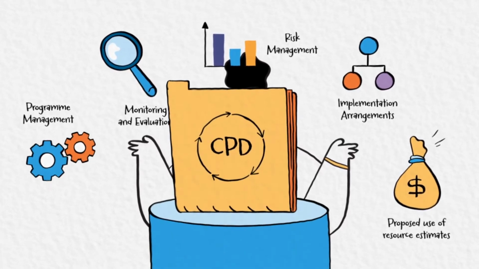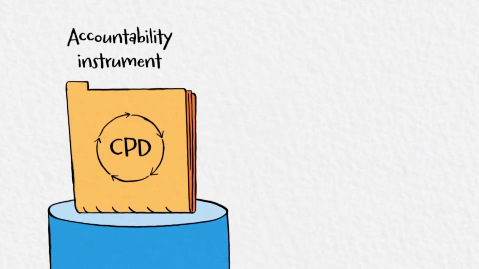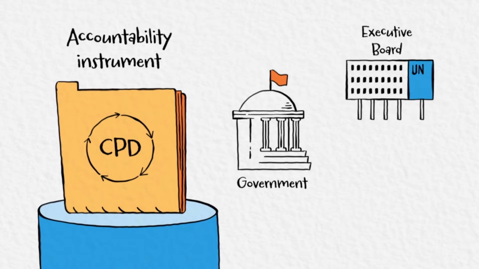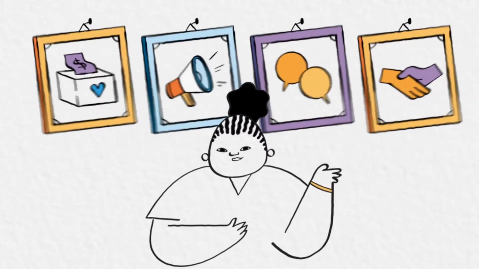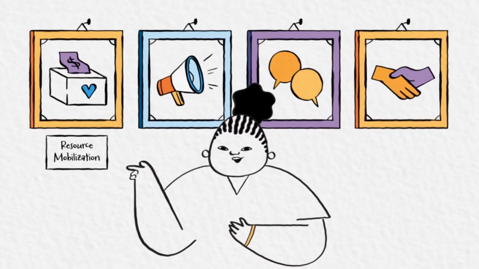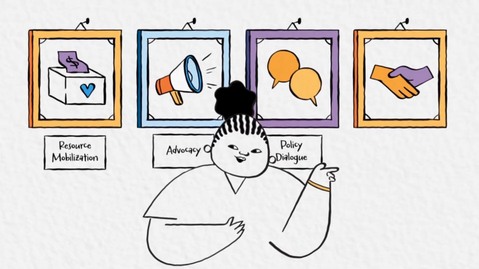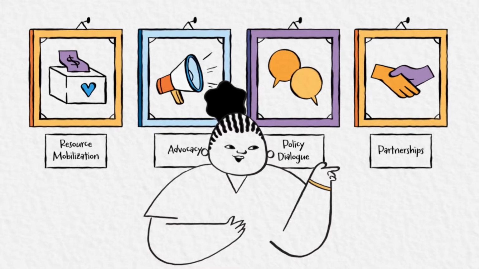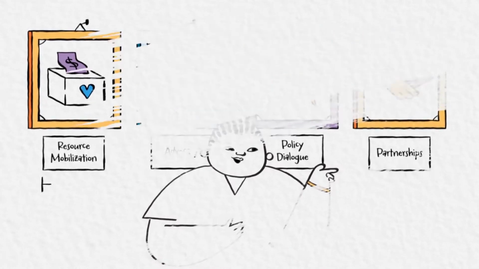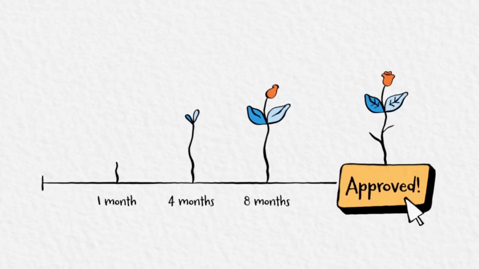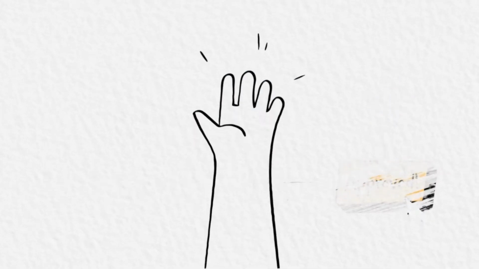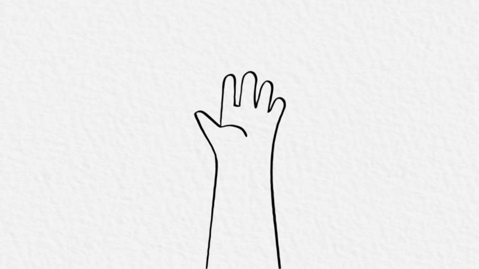The CPD is UNFPA's accountability instrument with the government, executive board, and target population. The CPD is also a critical tool for resource mobilization, advocacy, policy dialogue, and partnerships for accelerating the 3 zeros. The entire CPD process typically takes 1 year before it is approved by the executive board. There are 5 steps to the approval process.